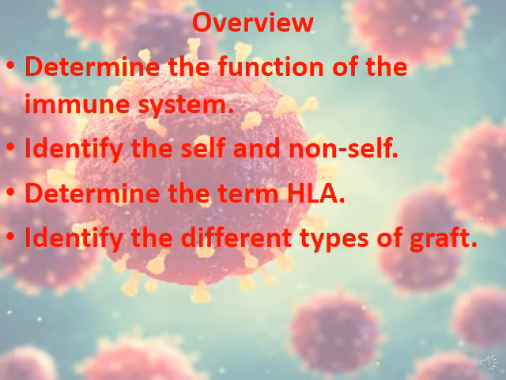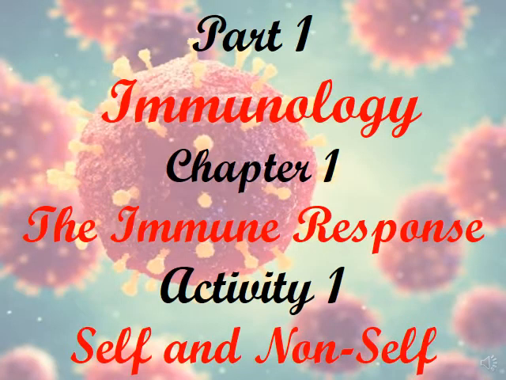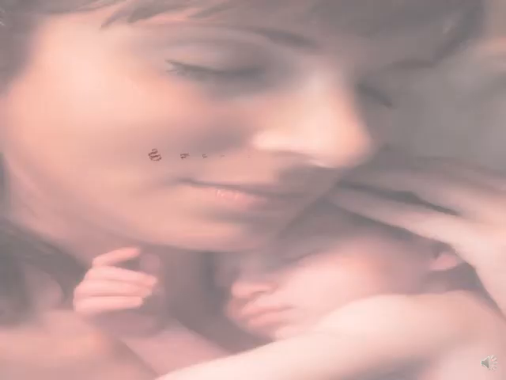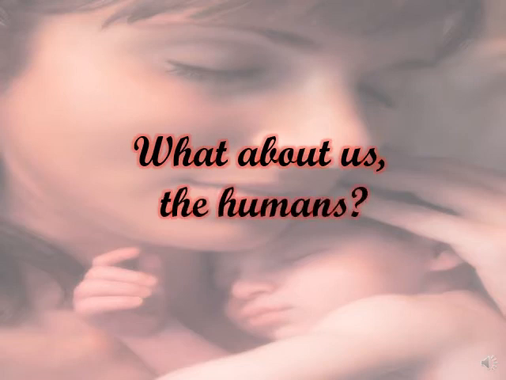In this video, we're going to determine the function of the immune system, the self and non-self. We are going to determine the term HLA and identify the different types of graft. So let's start with part 1, immunology, chapter 1, the immune response, first activity about the self and non-self. So let's start with humans. What do we know about humans?